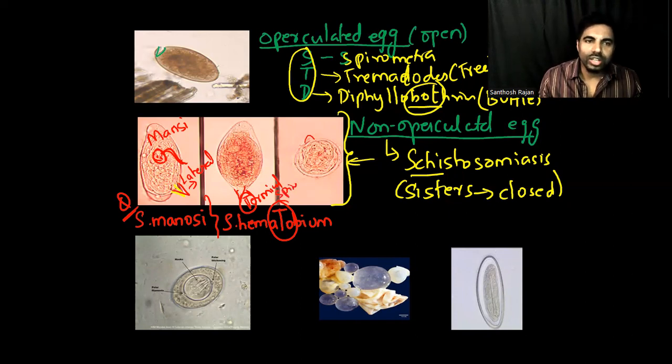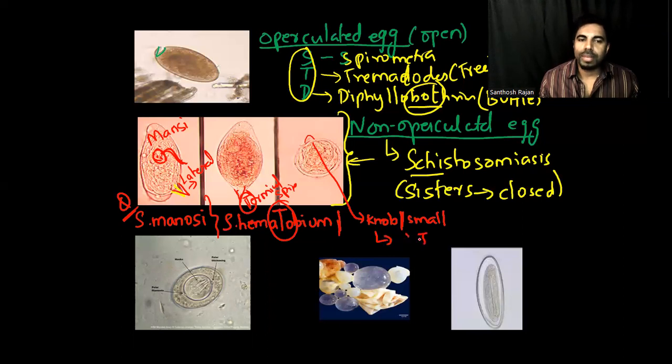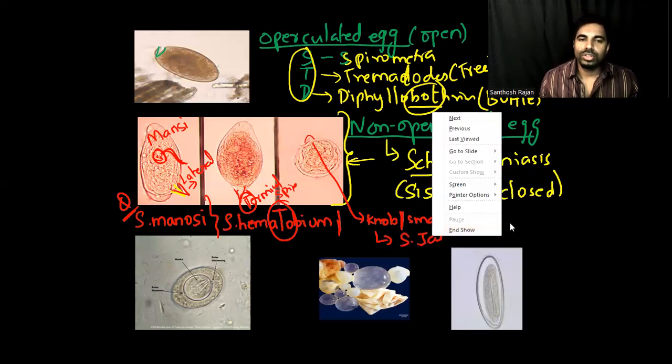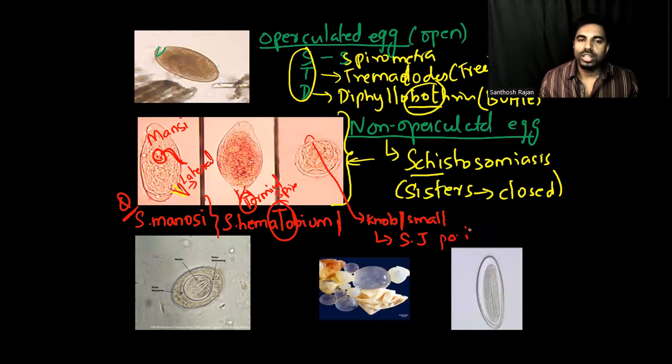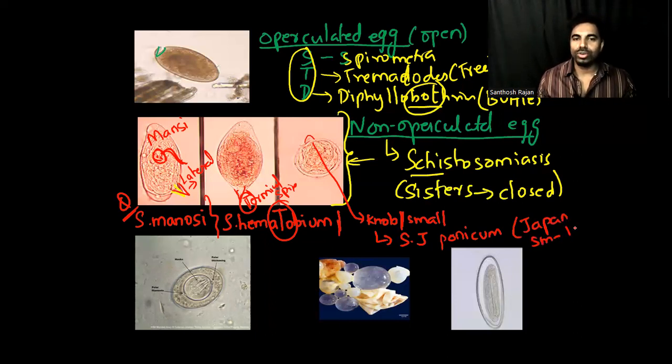And this small one, see, this small spine, we call it a residual knob or spine. You can say small knob or spine. Whose is this? Japanese, Schistosoma japonicum. How to remember? Japanese have small noses. You must have seen, Japanese have small noses. So if any of these questions come, you can easily clear them. Very simple. It will be mansoni, otherwise haematobium, and then this one.